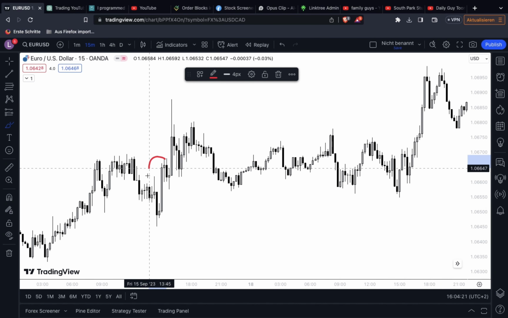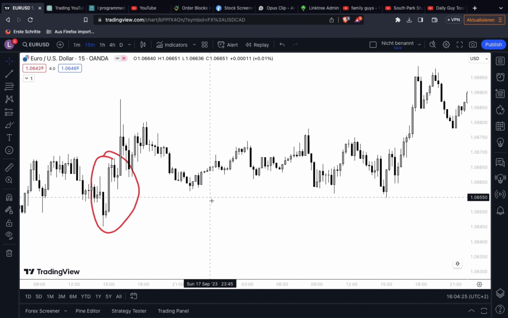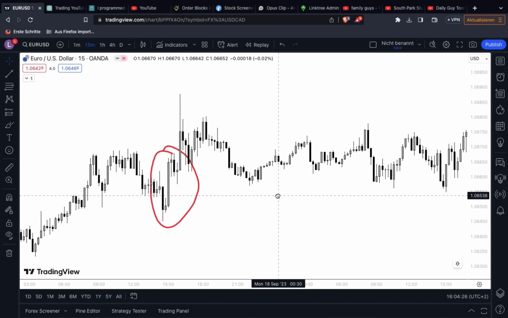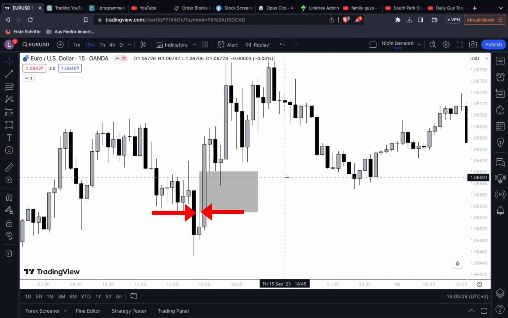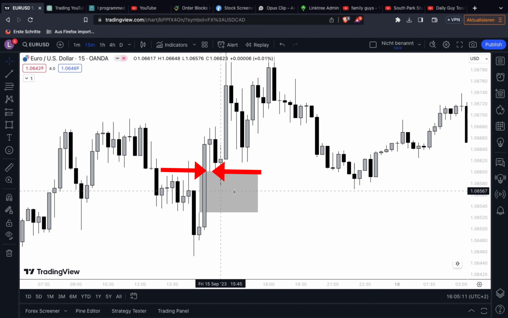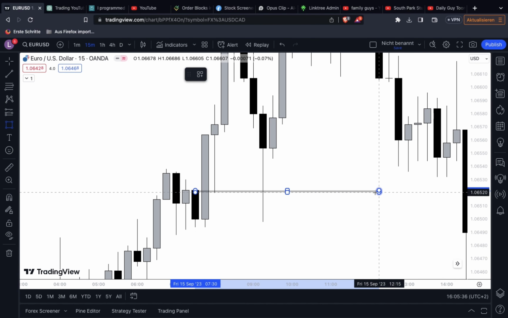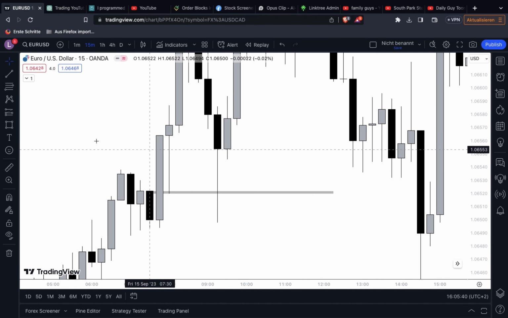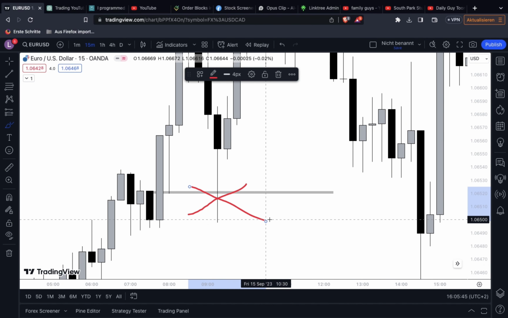Fair value gaps are very easy to spot. Simply search for a big candle. In this example we're going to look at a green one, then drag a box from the previous candle's high to the next candle's low. And there you go, you got your fair value gap. But keep in mind that if there is no space between the high of the first and the low of the last candle, it means there's also no fair value gap.